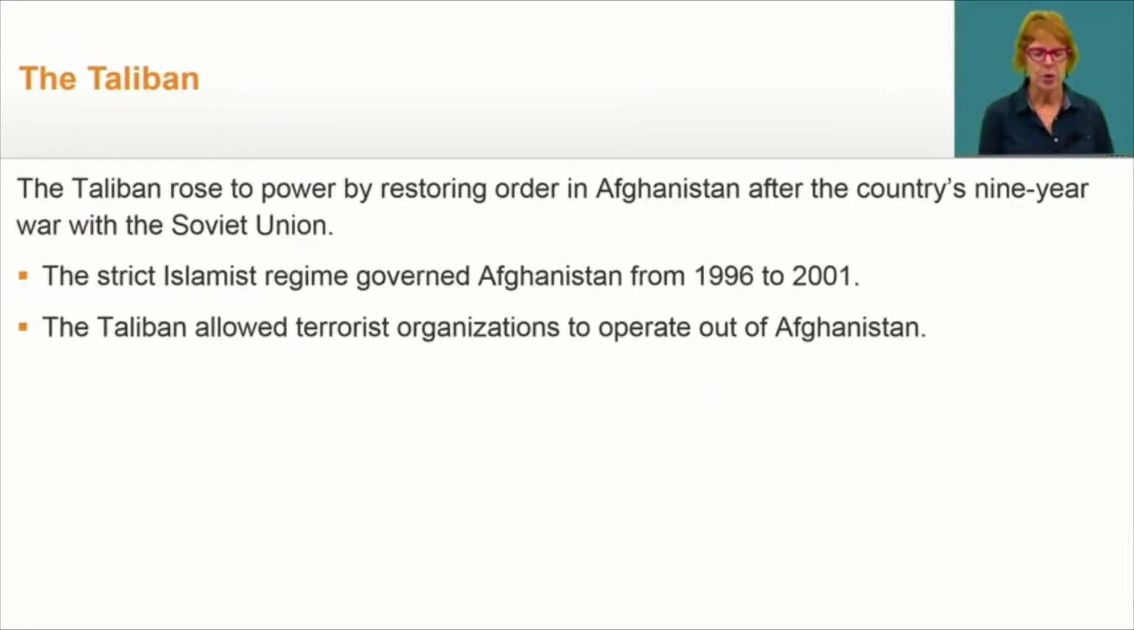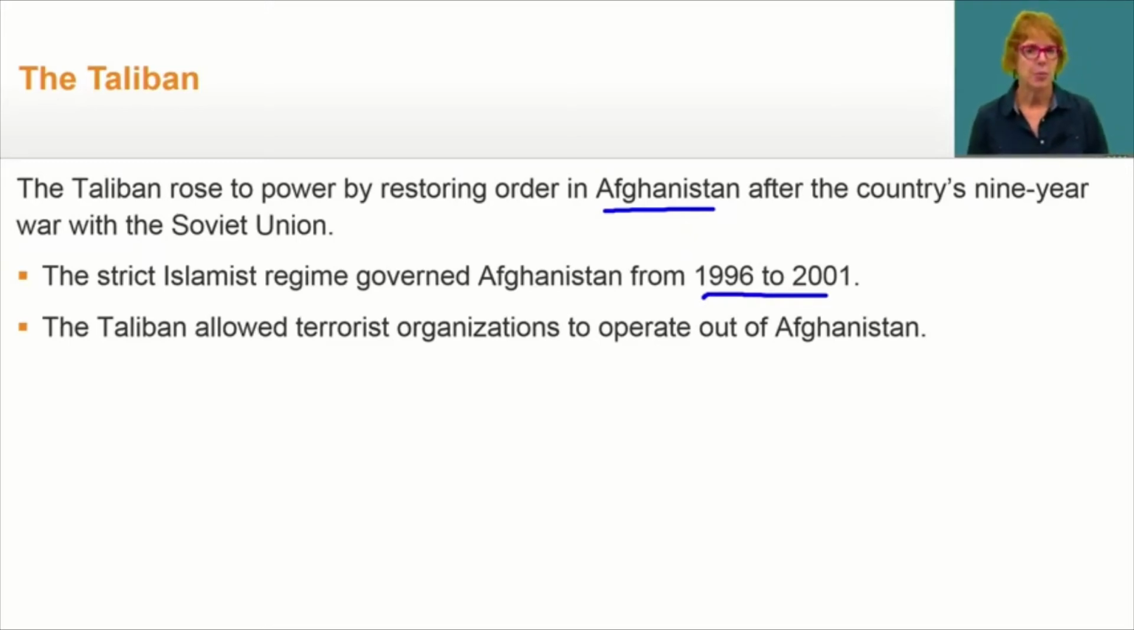The Taliban rose to power by restoring order in Afghanistan after the country's 9-year war with the Soviet Union. The 9-year Soviet war in Afghanistan had left the country in disarray, with a weak government and a troubled society. By the mid-1990s, the Taliban had arisen and restored a degree of order. The strict Islamist regime governed Afghanistan from 1996 to 2001.